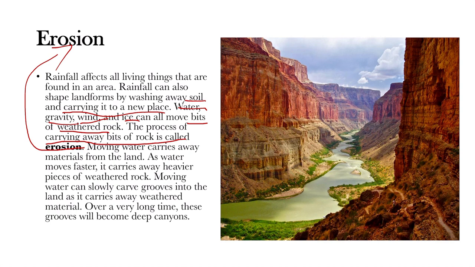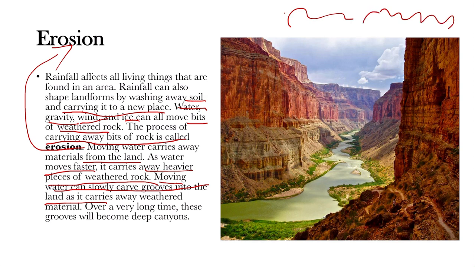Moving water carries away materials from land. As water moves faster and faster, it carries away heavier pieces of weathered rock. Moving water can slowly carve grooves into the land. Because see, waves are just crazy everywhere. And then when the waves get near land, what happens? The water carries sand in bits and carries it away in the direction the wave is moving.